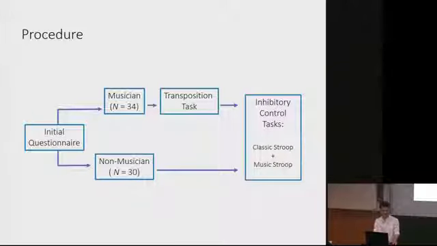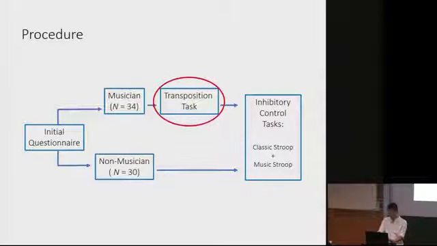Participants fill in an initial questionnaire, out of which we determine whether they were musicians or non-musicians. Non-musicians move directly towards the inhibitory control tasks that were the classic Stroop tasks and music Stroop tasks that I will briefly explain in the future. But musicians went first through a transposition task. This presentation is based only on this specific part of the whole process and what we learned out of this.